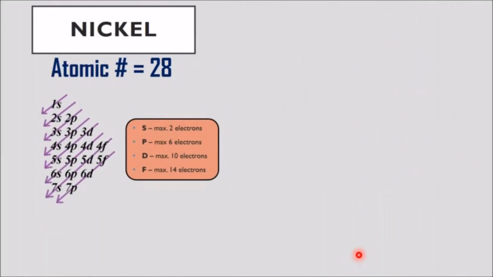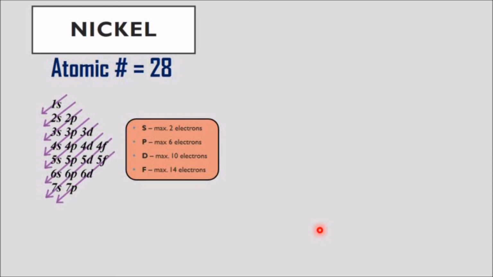So we have here nickel atom. Its atomic number is 28. So make use of the guides right here and answer the question: what is the electron configuration of nickel and what is the last subshell? You're welcome to pause this video while answering the question.